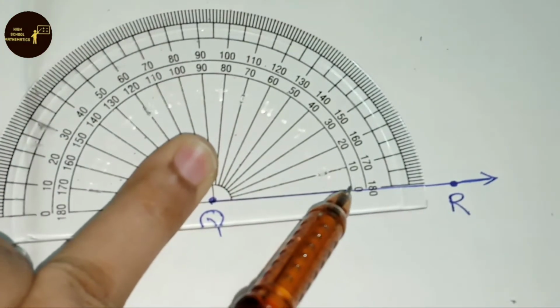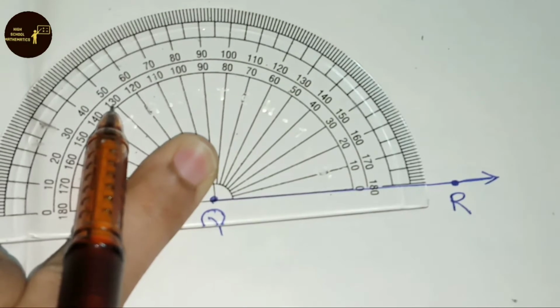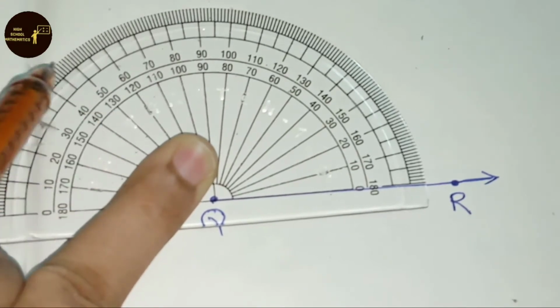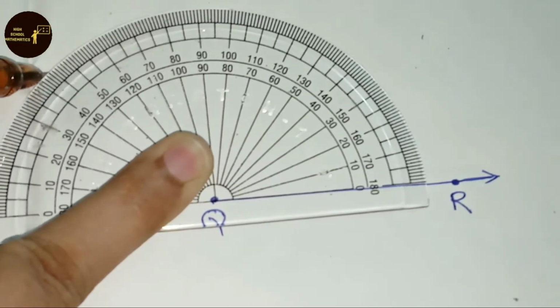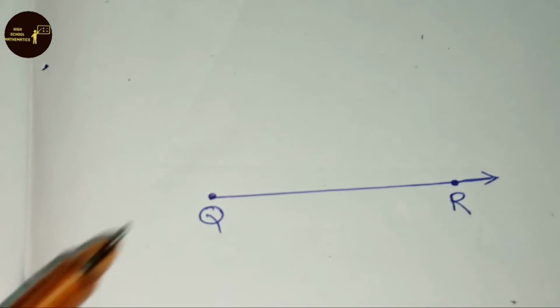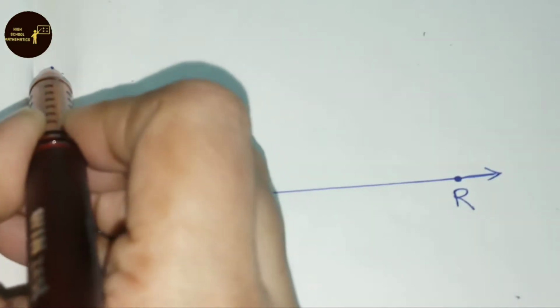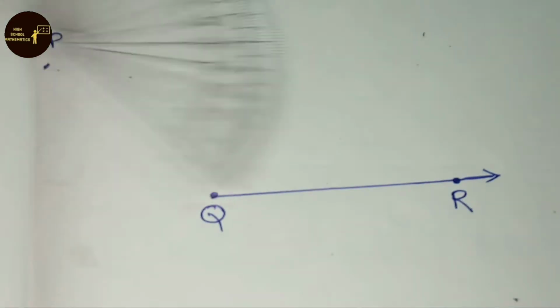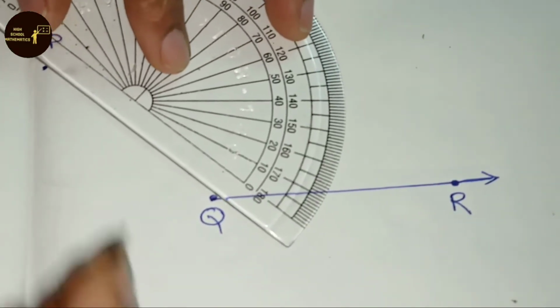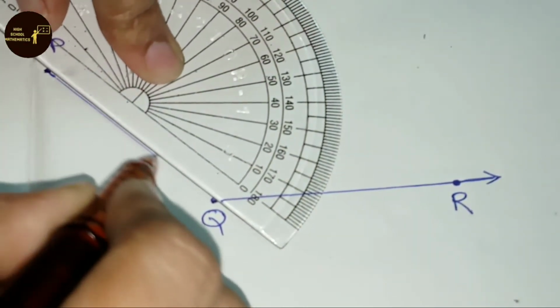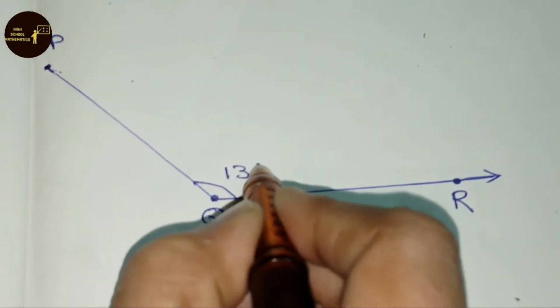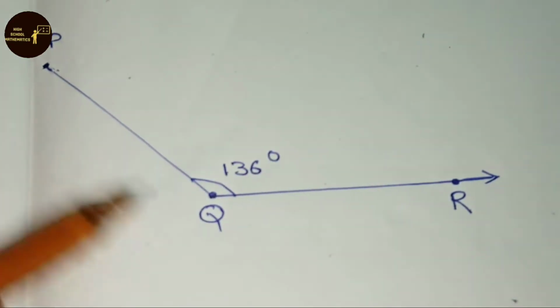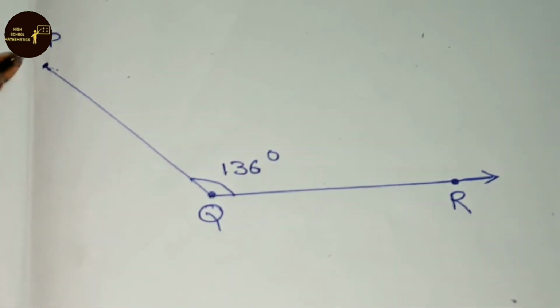See here, you take 0 scale. Here 130 is given. So 136, 130 after 6th line we have to put a point. Now we must join QP. Now put this point as P and join them. We have joined QP. Now angle PQR is the required angle.